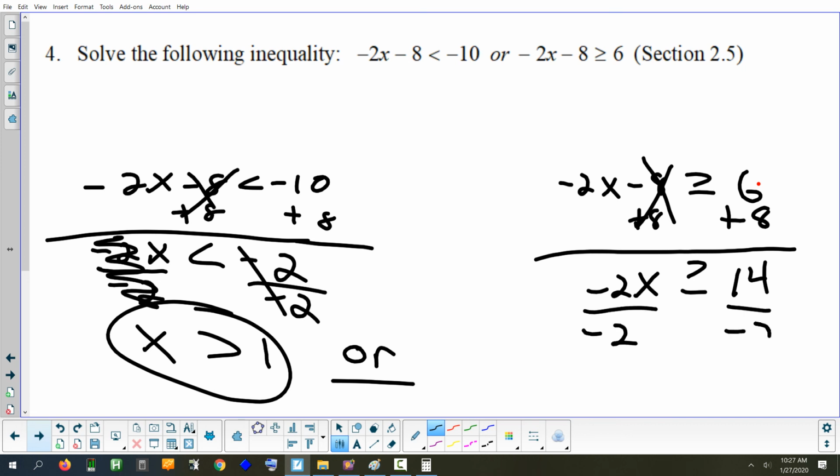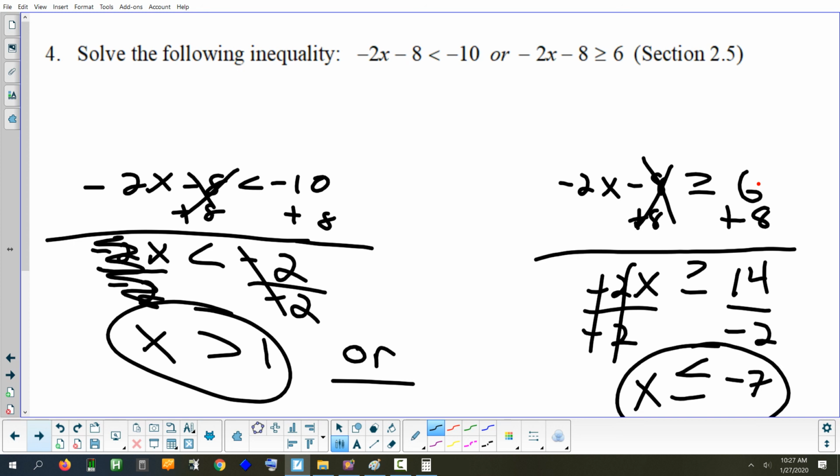Yep. And she just divided by a negative, so I can cancel this stuff. What else should I remember to do? Flip. The inequality sign has to point that way. So x is less than or equal to, what's 14 divided by negative 2? Negative 7.